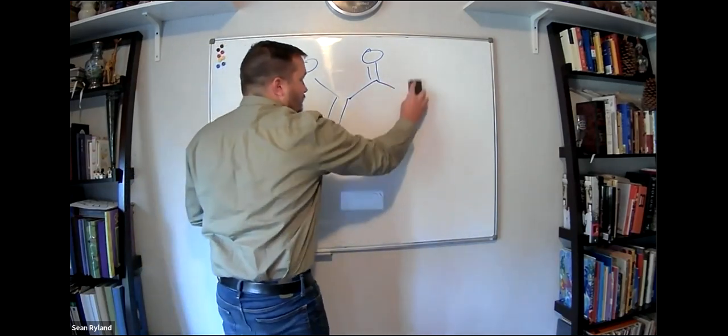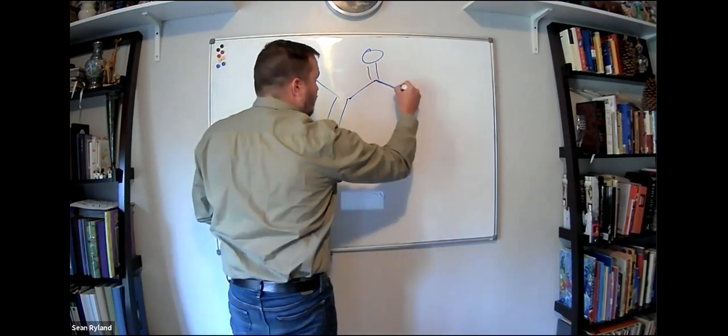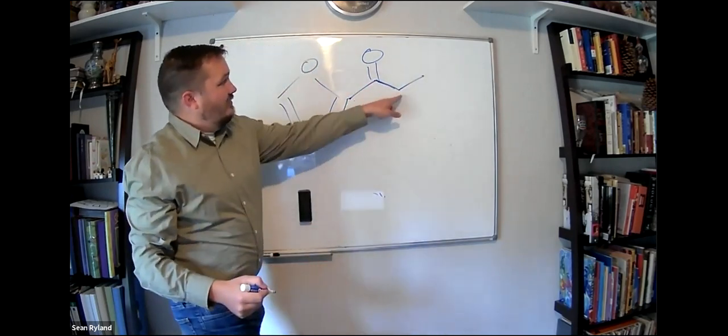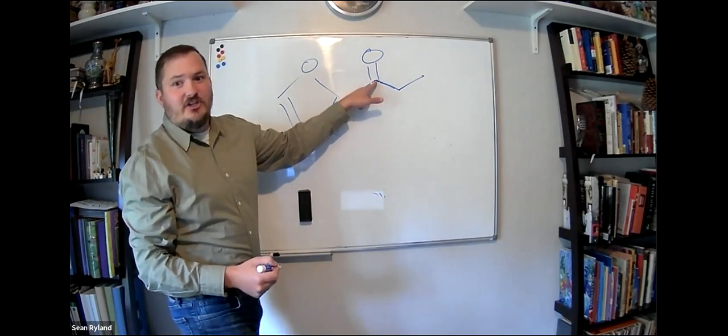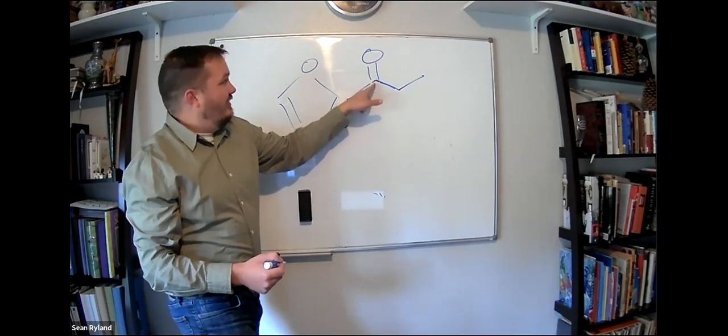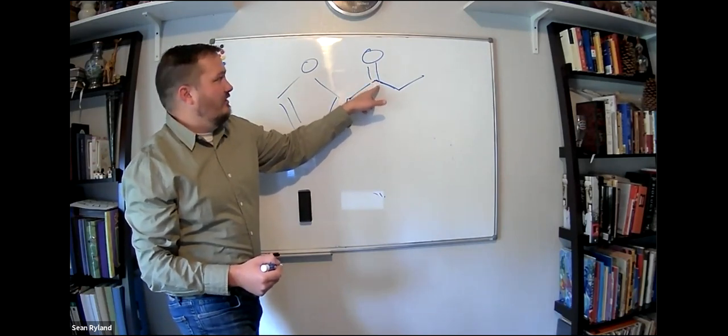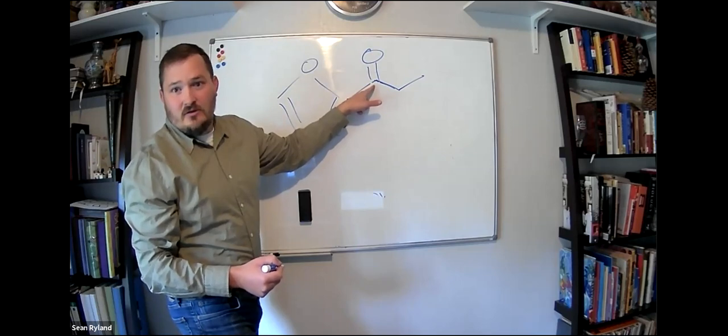If you see it drawn something like this, now all of a sudden that's not an aldehyde anymore, because an aldehyde by definition is at the end of a carbon ring or a carbon chain. This ketone or this carbonyl is in the middle of a carbon chain, which makes it a ketone instead.